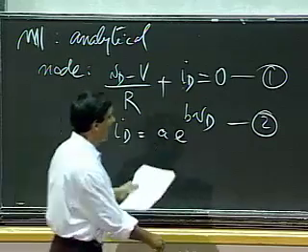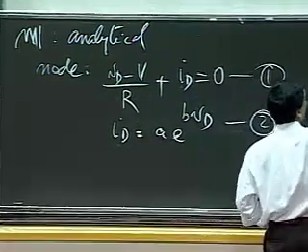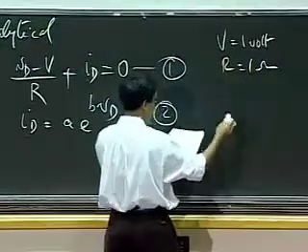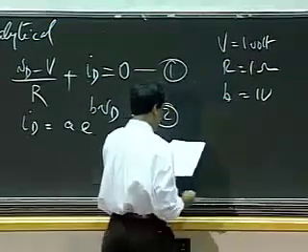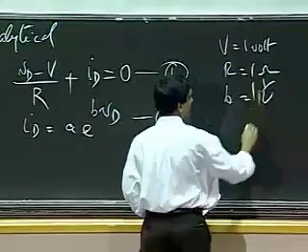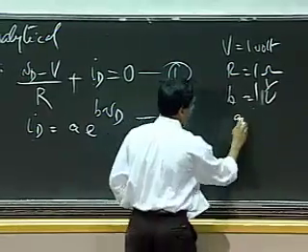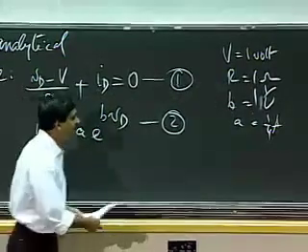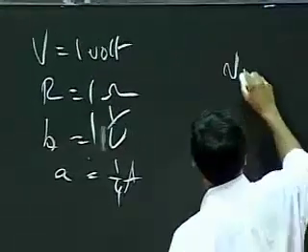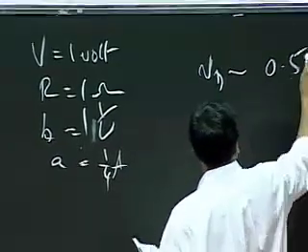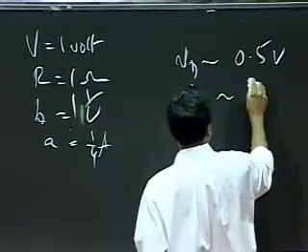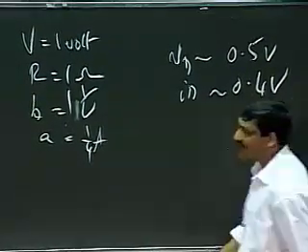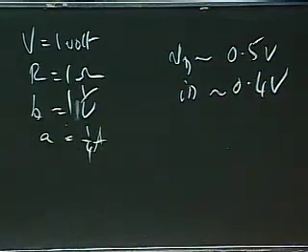In this case, I'll just tell you. Suppose I choose V is 1 volt, R is 1 ohm, B is 1 over volt, and A is 1/4 amps. For those values, approximately VD is roughly 0.5 volts, and ID is roughly 0.4 volts. You can do this using trial and error or other methods.